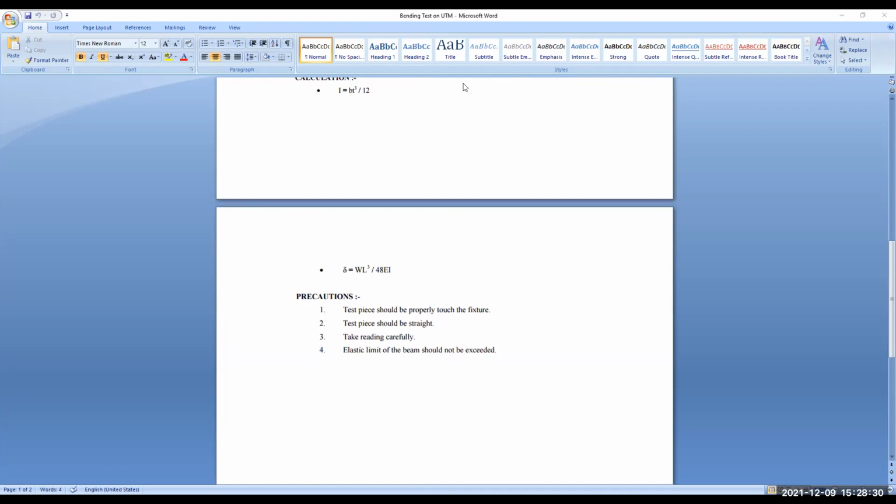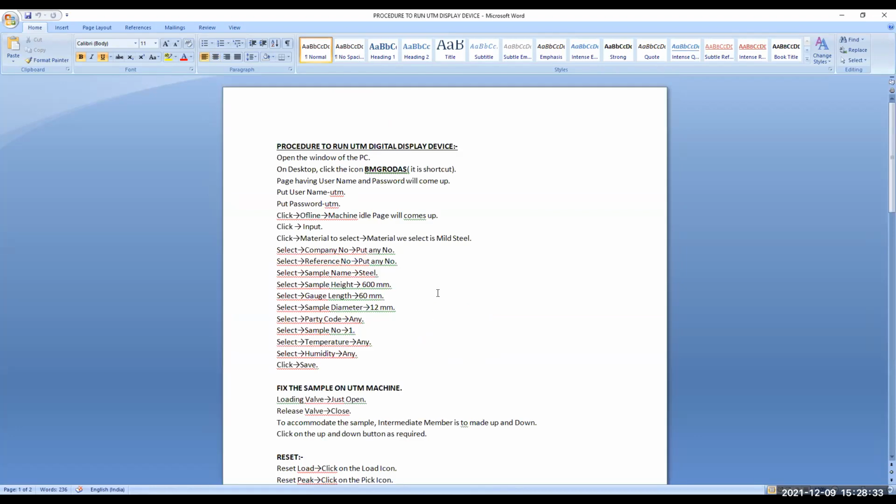And now briefly narrating the procedure to run the UTM machine, the UTM digital device. Next, after opening the PC, we have to click on PM CRODS. It is a shortcut. Username and password, generally UTM and password are both the same. Then the offline machine idle page comes up.